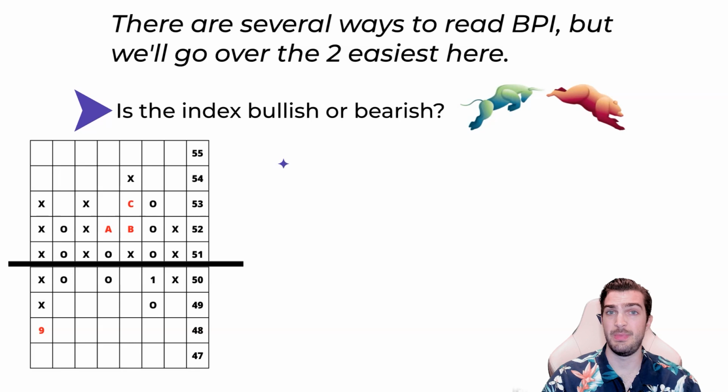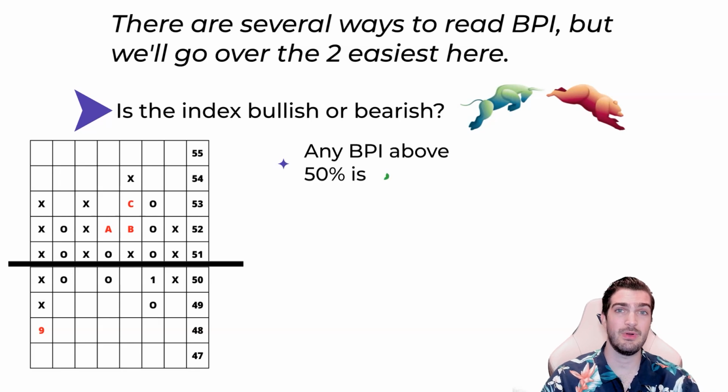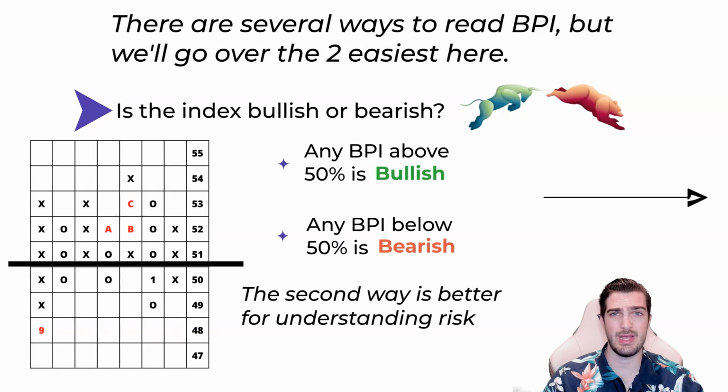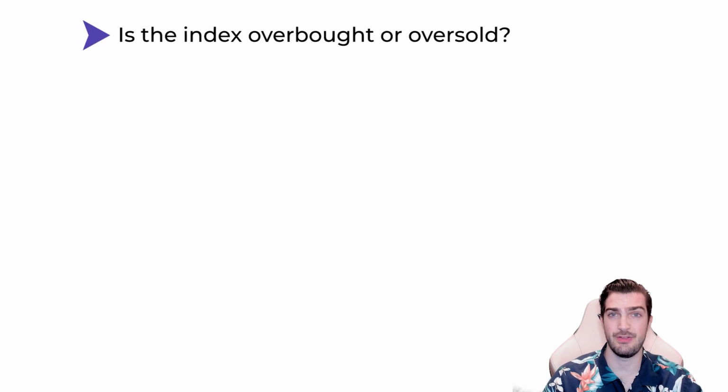Any chart whose BPI is above 50% we would consider to be bullish, whereas anything that has a BPI below 50% would be considered bearish. But probably the more useful way of using BPI is to try and gauge risk and create areas of overbought and oversold territory within this BPI chart.